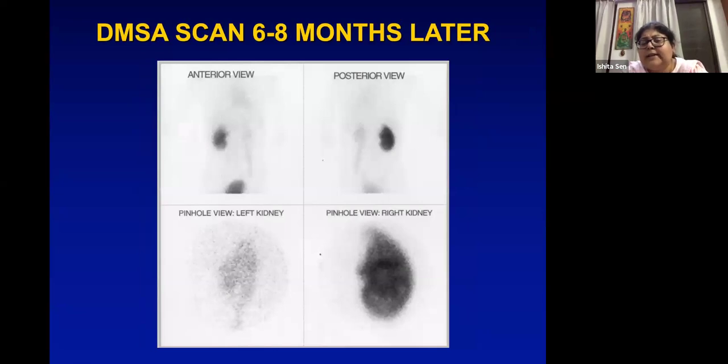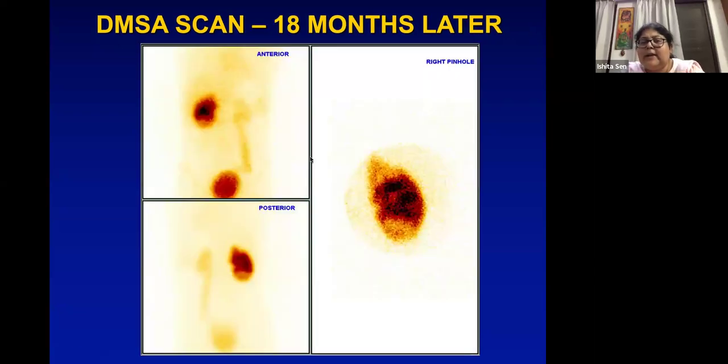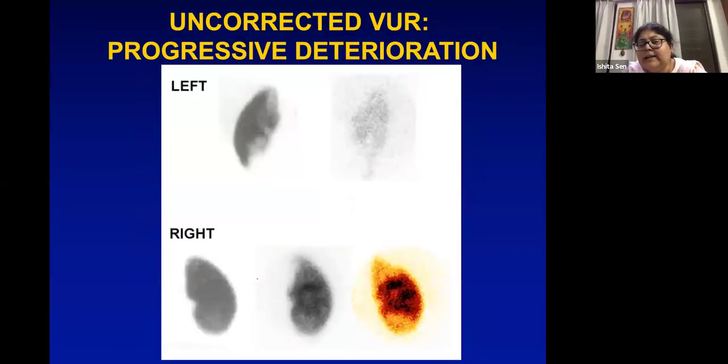And 6 months later, you find that the kidney has become a non-functioning kidney. The other kidney has enlarged, and there is some compensatory hypertrophy. However, there is some loss of cortical volume at the upper pole of the other kidney as well. And you see an organized scar at the end of 18 months. Uncorrected, these kidneys will progressively deteriorate.